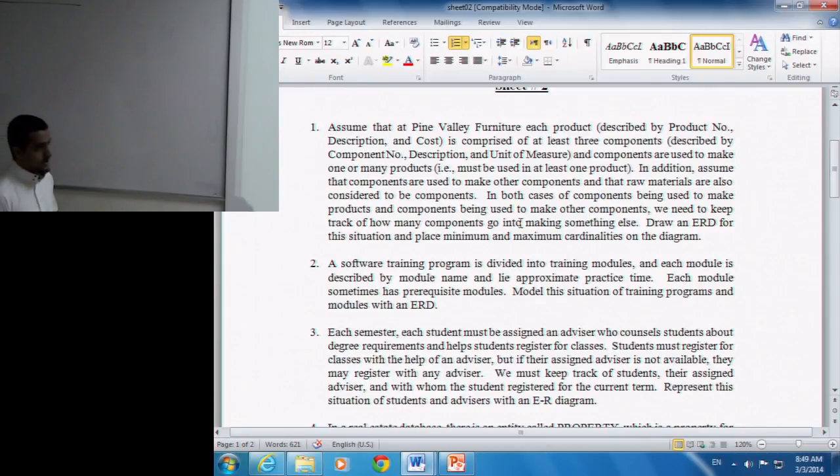And it says each product means that there are many products. So there is indication that, yes, we need to store many products. So this is most likely to be an entity type. And the attributes are clearly described between brackets: product number, description, and cost. So at least at that point, I have identified a product. So I can draw a rectangle representing.